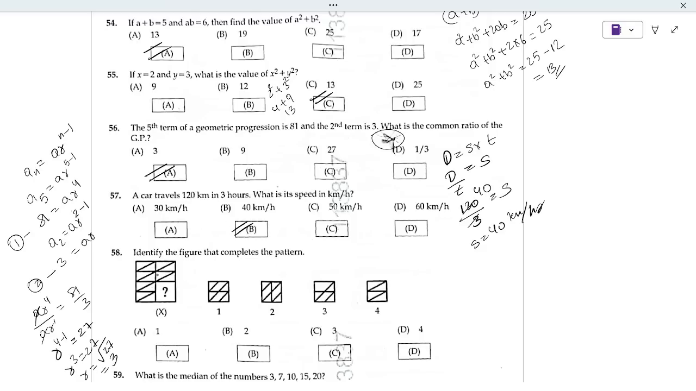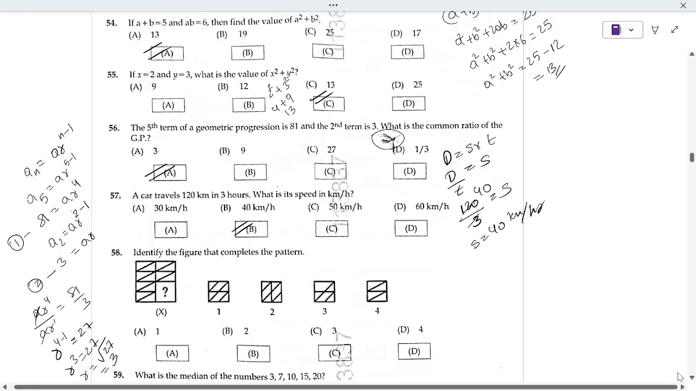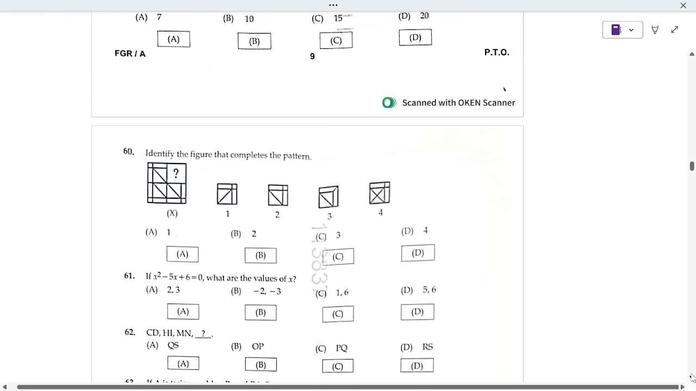Okay, so this is what this answer will be. We have to check again. Oh, wait a minute.